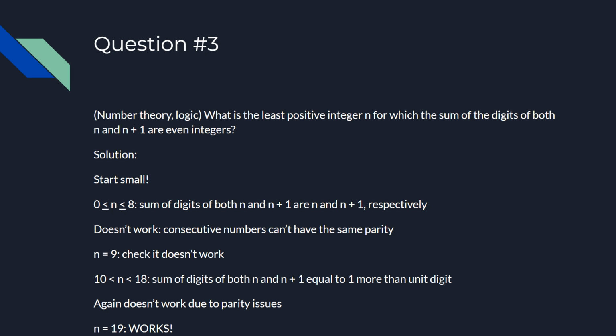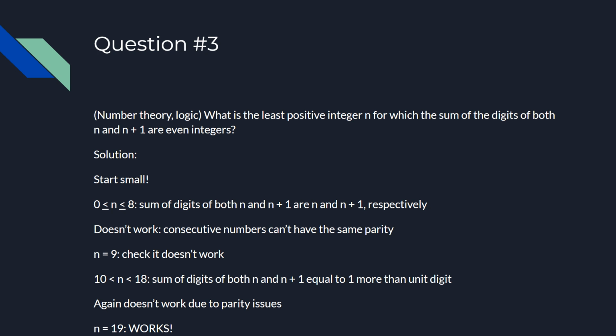But notice that if n is from 1 to 8, the sum of the digits of n and n plus 1 is going to be themselves. What I mean is that, for example, if you're calculating the sum of the digits of 7, we just get 7, right?